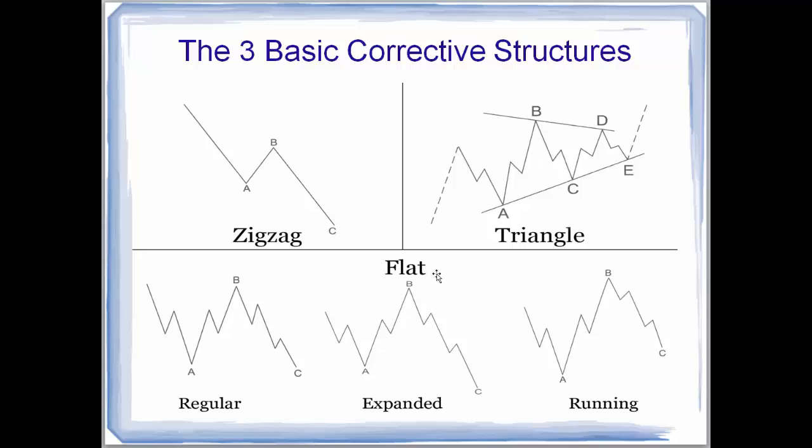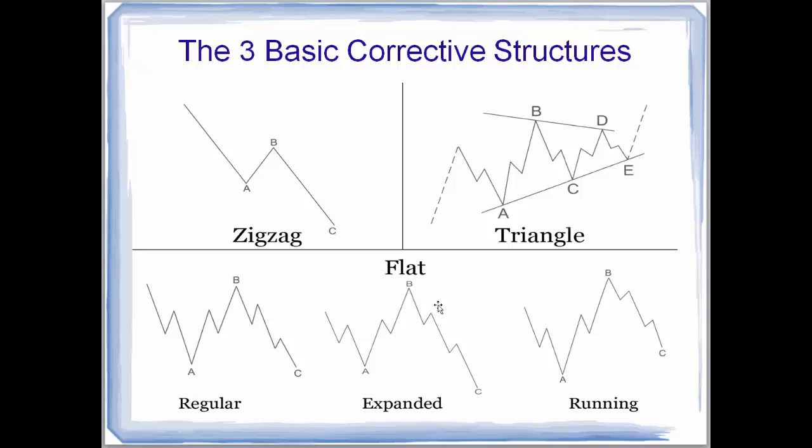Then there is the flat. There's something called a regular flat, and flats all subdivide as 3, 3, 5. In a regular flat, wave B retraces at least 90% of wave A and usually ends very close to the same level as the start of wave A. And then wave C ends typically just beyond the end of wave A. So it's a very flat structure, hence the name.